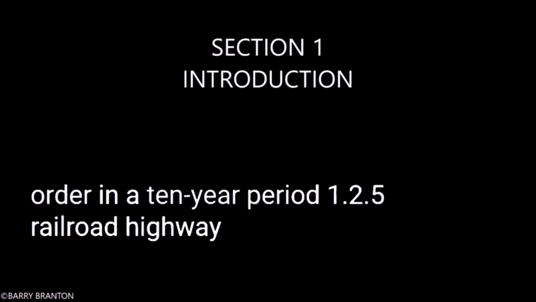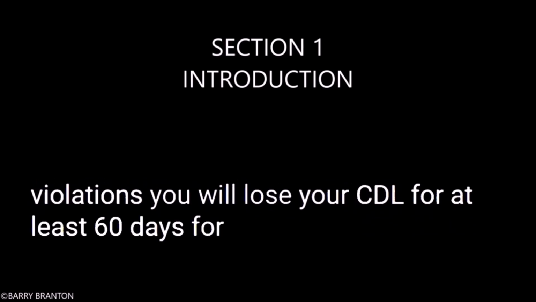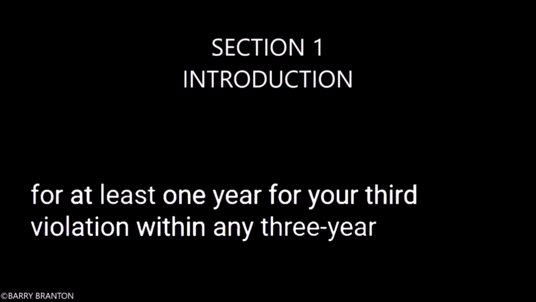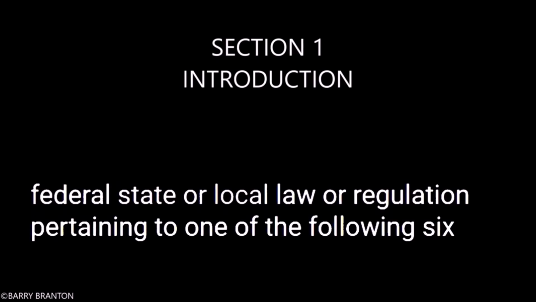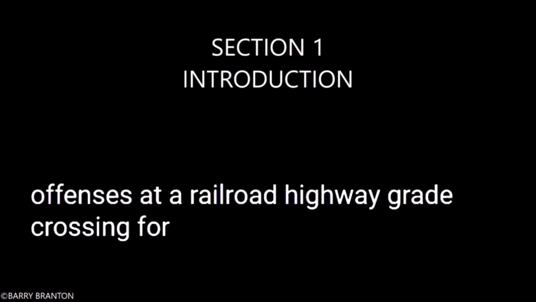1.2.5 Railroad highway grade crossing violations. You will lose your CDL for at least 60 days for your first violation. For at least 120 days for your second violation within any 3-year period. For at least 1 year for your third violation within any 3-year period. These violations include violation of a federal, state, or local law or regulation pertaining to one of the following 6 offenses at a railroad highway grade crossing.